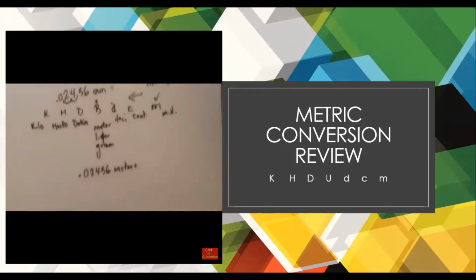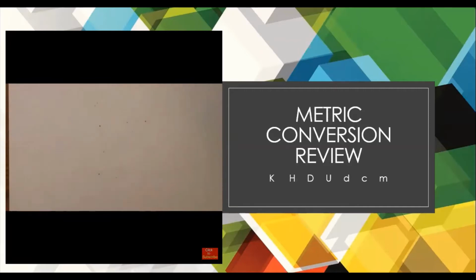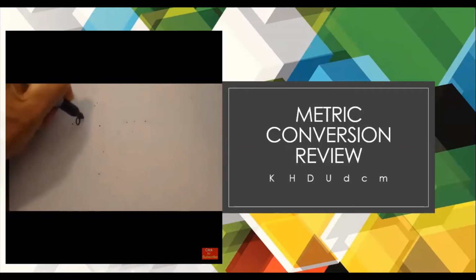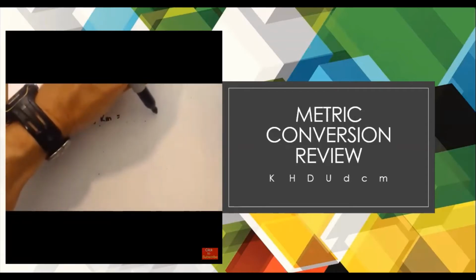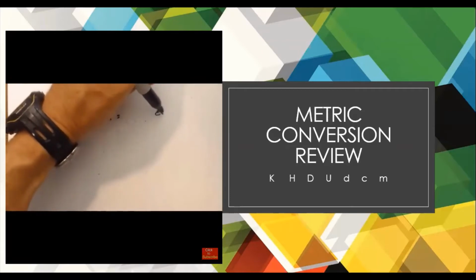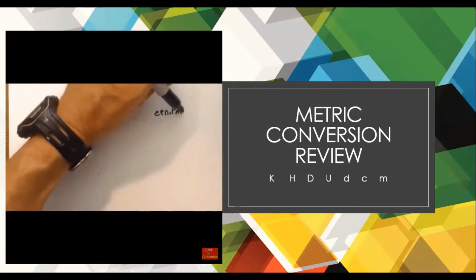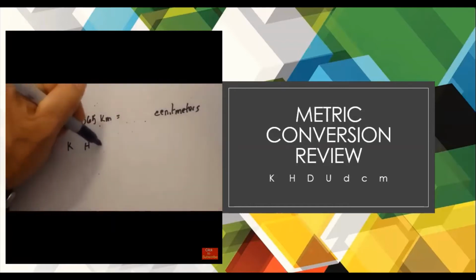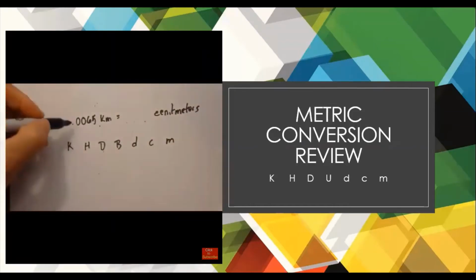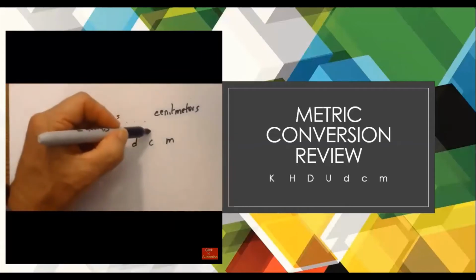Now, let's work another example. And let's go ahead and work one more. We have 0.0065 kilometers equals how many centimeters? Okay. So we go King Henry died baked milk. Okay, we start at kilometers, which is here. We are moving to centimeters here.